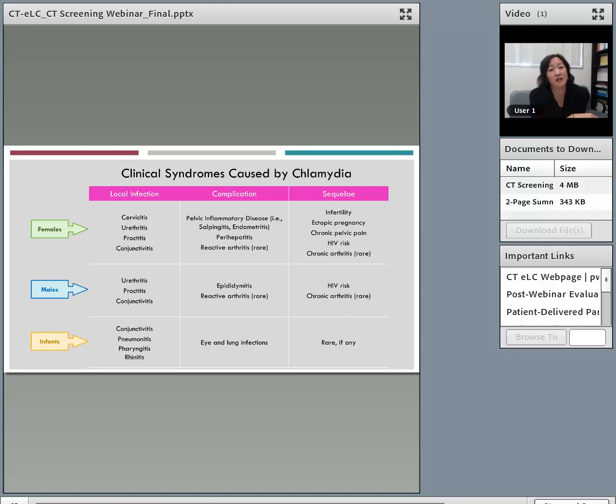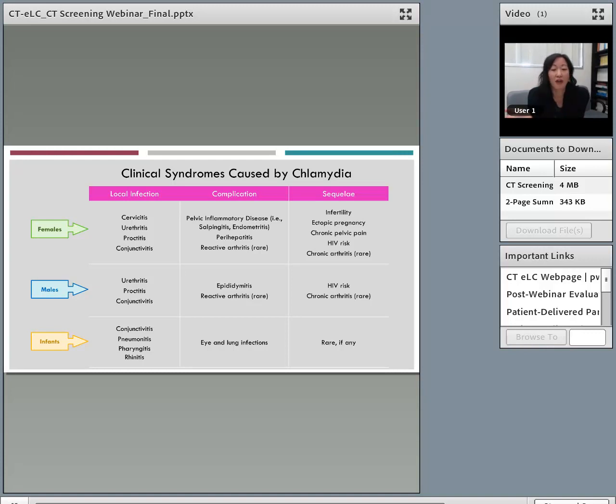And then we already touched on the bad outcomes that we want to avoid here, which are things like infertility and ectopic pregnancy, pelvic pain. And for folks that didn't know, chlamydia can also increase your risk of both passing on and acquiring HIV. And then, again, arthritis and chronic problems with arthritis is pretty rare.